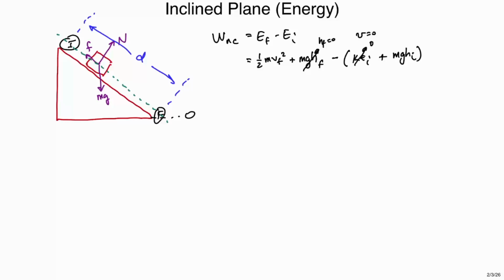Is mg doing any work? No. Yes, but it doesn't go on the left-hand side. Why? It's straight down. No, because we already dealt with it. Where did we deal with gravity? In the potential energy. It's a conservative force, right? So you don't have to worry about it. So normal force does no work because it's perpendicular. mg we've already dealt with on the right-hand side. So what's the only one that's left?